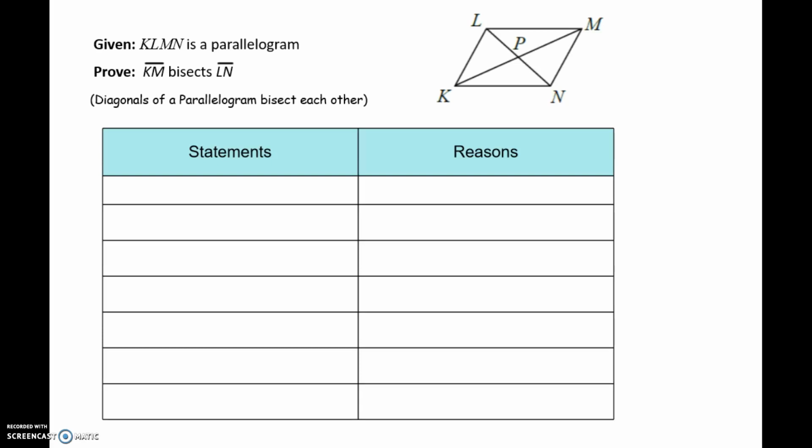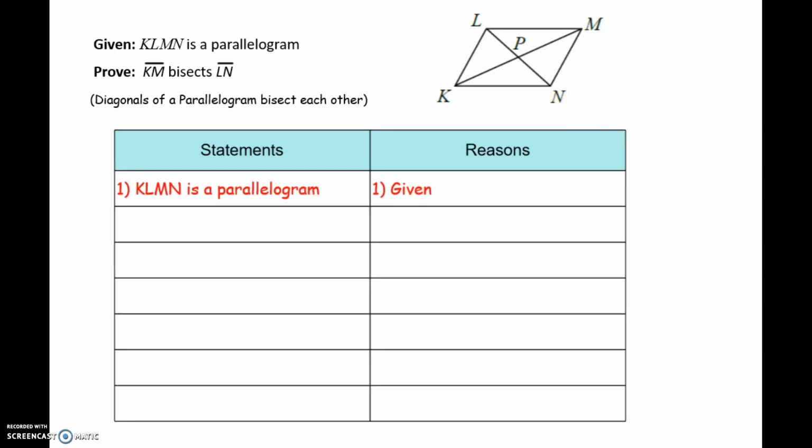So let's step it up a little and move on to a little bit longer proof. So we've got this guy here. We've got a parallelogram, again, that's all we're given, and we want to prove that KM bisects LN. In other words, that the diagonals of a parallelogram bisect each other. We know that's one of their properties. Let's prove why that's true.